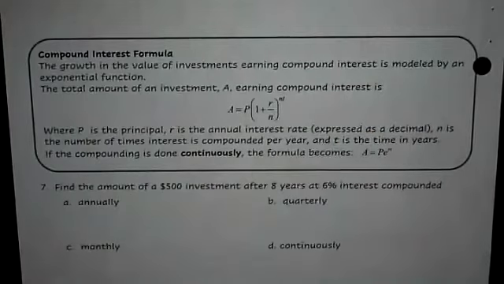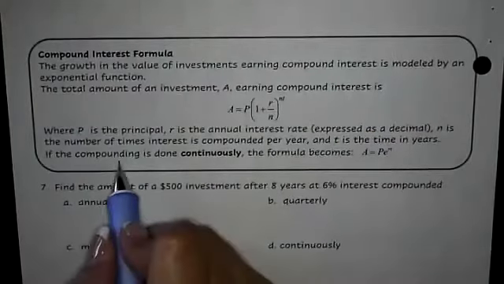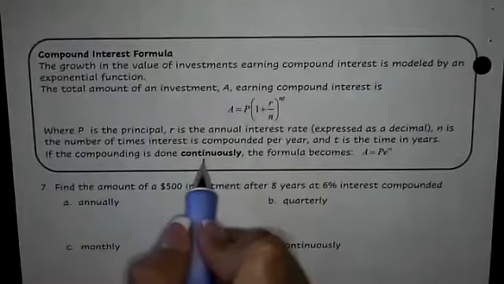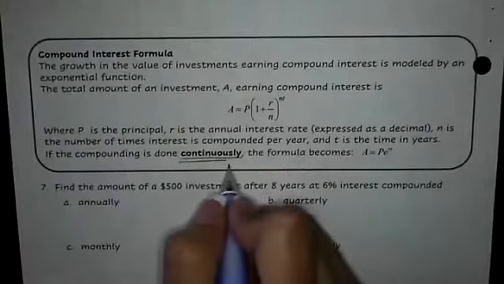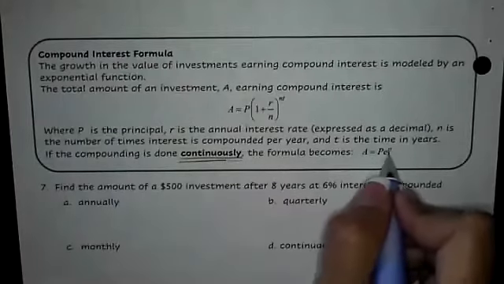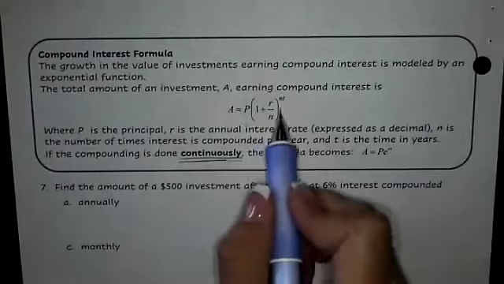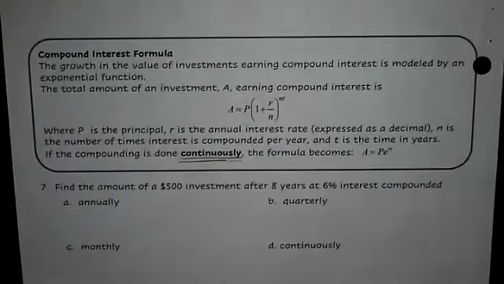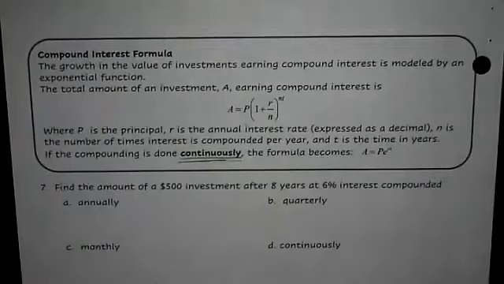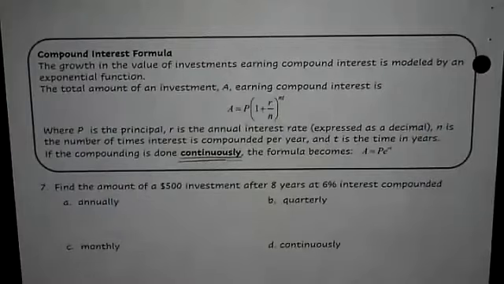In some cases, they will compound continuously. So when it says compounded continuously, then we're going to use this natural formula right here, e to the rt. So instead of finding the rate this way, it's going to be this e. That's the natural compounding form. All right, so we're going to look at what that does here with an investment. It says find the amount of a $500 investment after 8 years at 6% interest compounded, and here are the different ways.